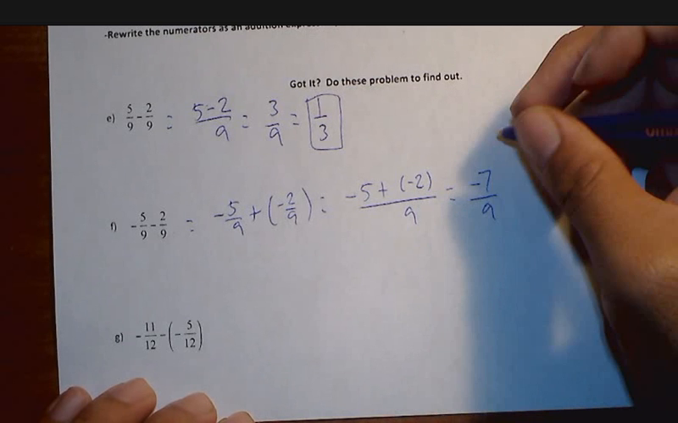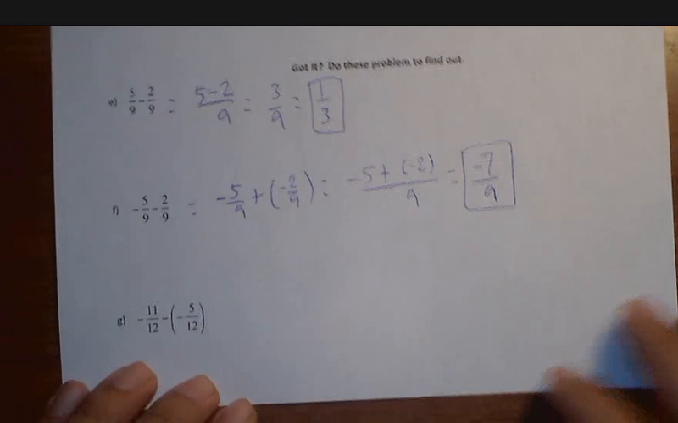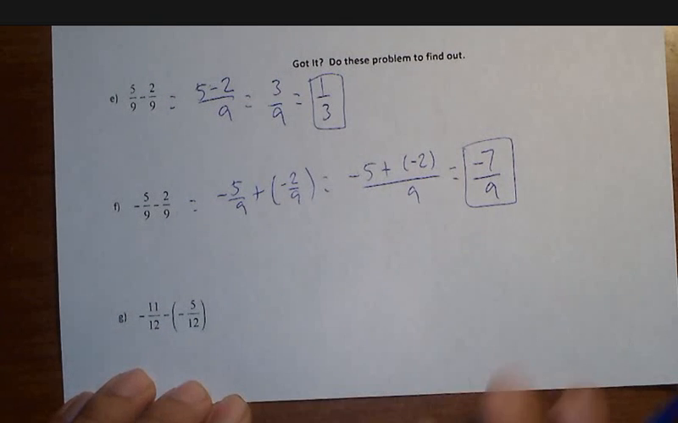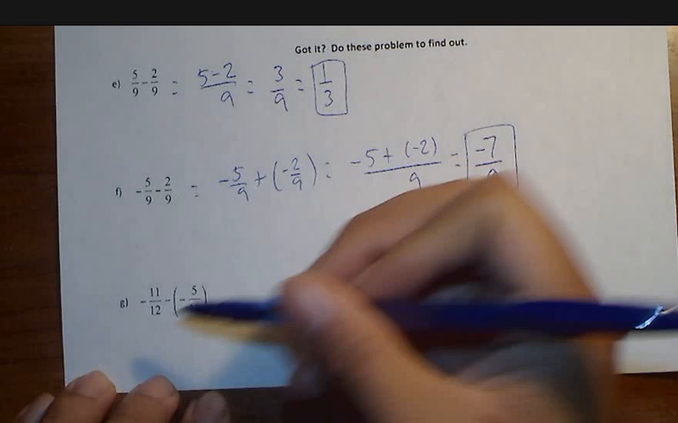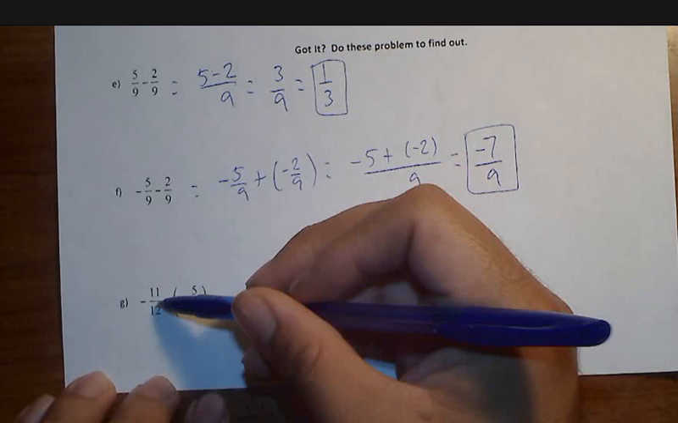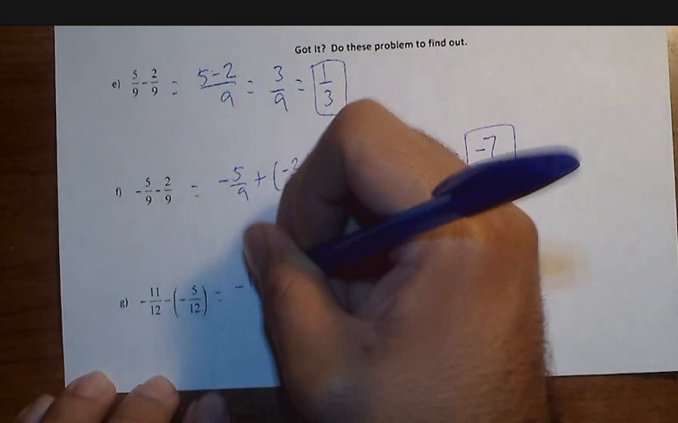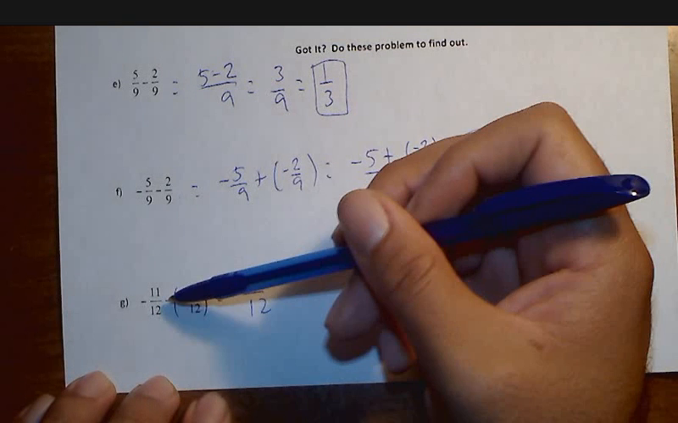And last but not least, we have negative 11 over 12 minus negative 5 over 12. I notice that I have common denominators, which means I can subtract the numerators. Negative 11 over 12. Let's add the opposite. The opposite of subtraction is addition. The opposite of negative 5/12 is positive 5 over 12.